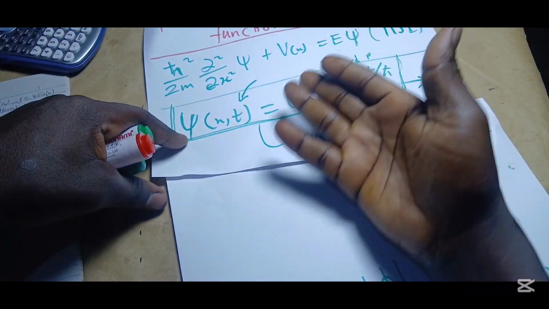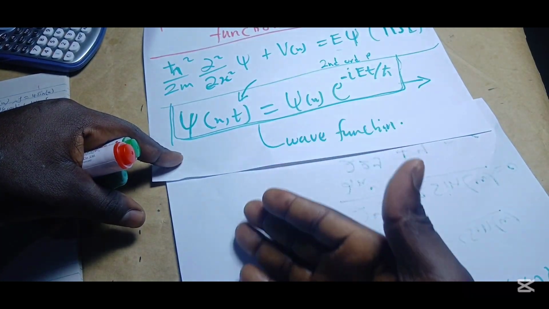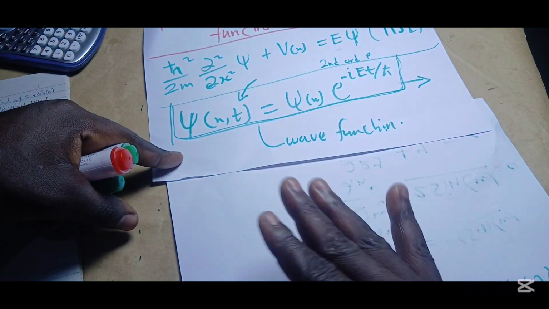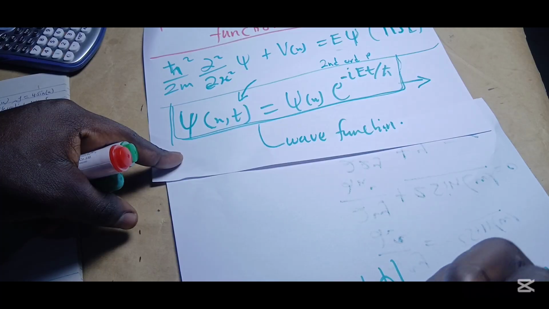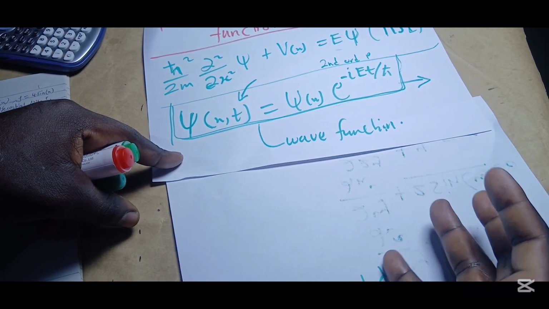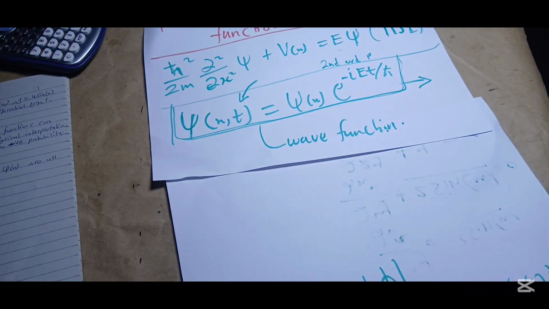Solving the equation to get the wave function. That wave function, when you multiply it by another constant, doesn't change the wave function, but it gives you a function which is also part of the solution. Now, keep this very well.